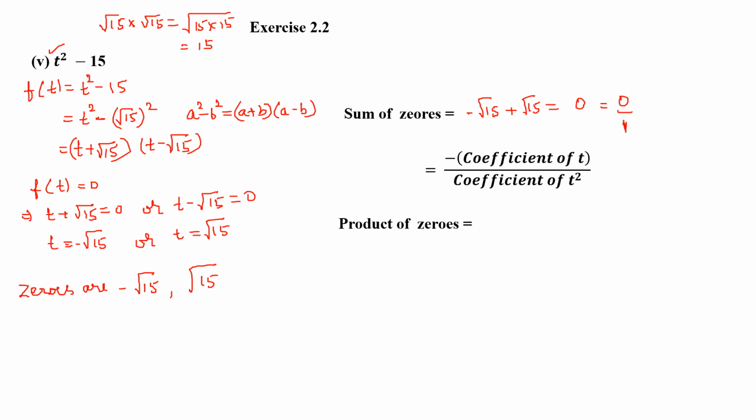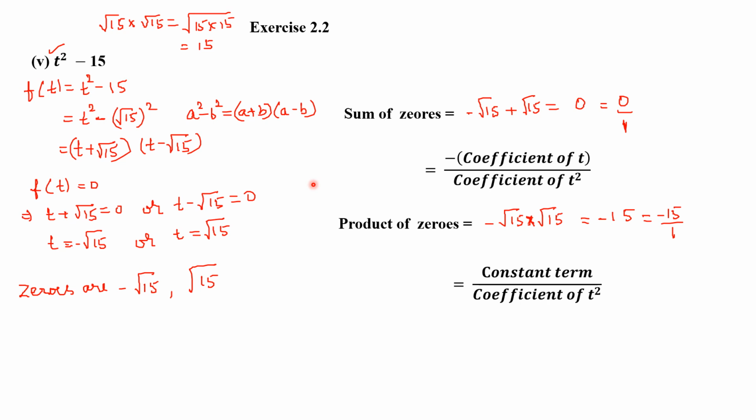Next, we have to see the product of zeros, which is minus of root 15 into root 15, isn't it? And root 15 into root 15 will give me 15. So minus of 15, which further I can write as minus of 15 by 1. And now minus 15 is the constant term, which you can see from here. Minus 15 is the constant term and 1 is the coefficient of t square. So from there I can write product of zeros equal to constant term by coefficient of t square. Okay. So now I am left with only one part of the question, the sixth part. So let's do it.